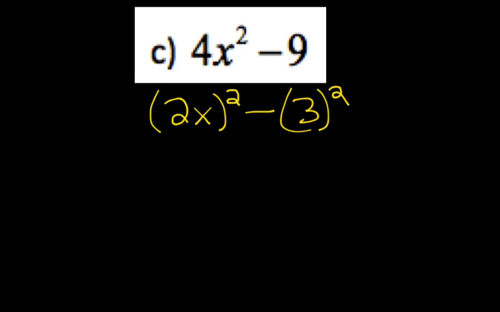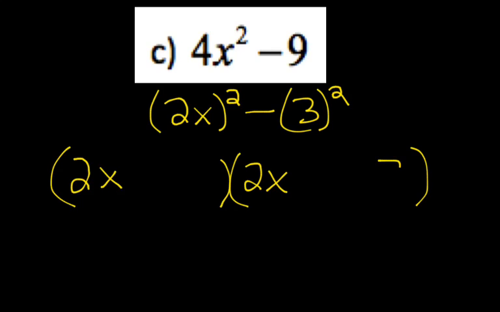Okay, this one, same thing. We have to think about what quantity squared gives us 4x squared, so that would be 2x quantity squared minus 3 quantity squared. And so we can go right to the double bubble answer. We'll put 2x in the first two spots, and then a 3 in the other two spots, and we'll make sure we alternate the signs.